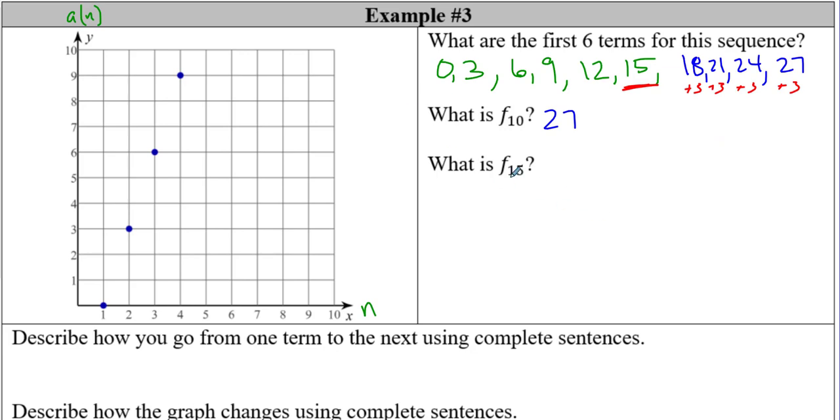So that is one way that we can look at finding the requested term. Let's go ahead and do that method for f sub 15. If we have the 10th sequence term and we are looking for the 15th, we need 5 more terms. 5 more terms at plus 3 is going to be 15. 15 plus 27 is going to give me 42.